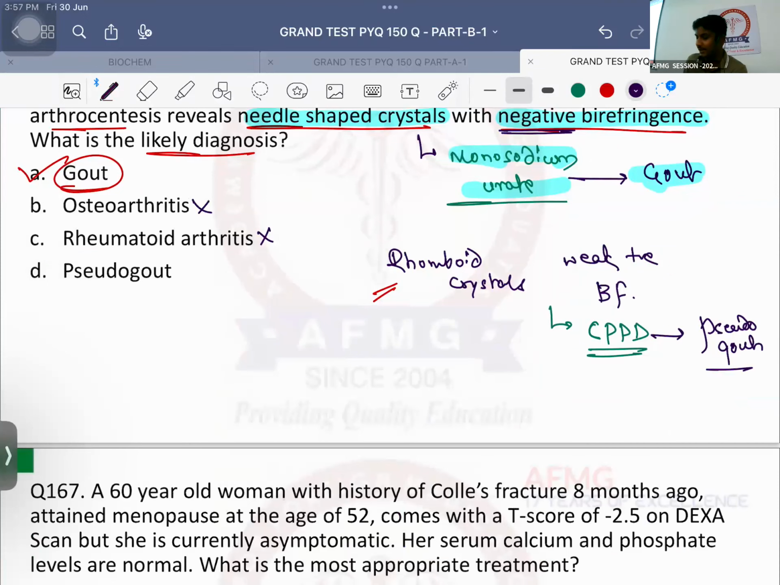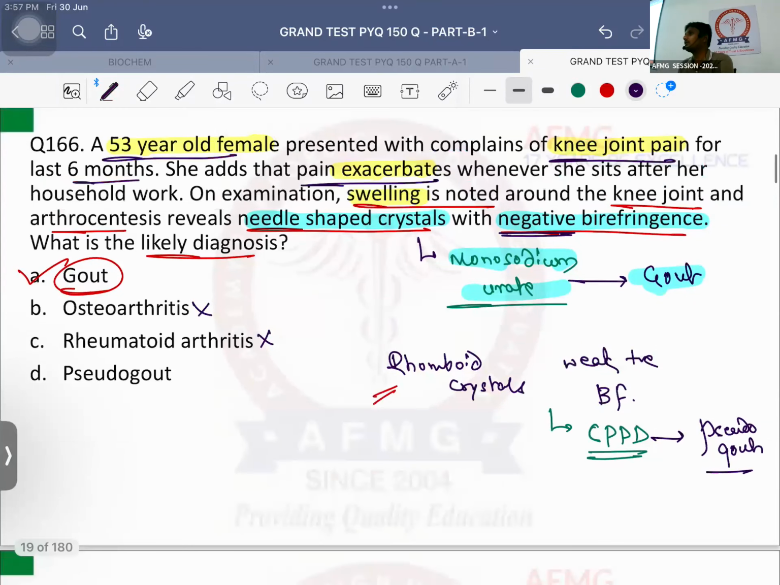Osteoarthritis is seen in elderly patients. The most common joint involved is the knee joint, but important is that in that patient, there will not be any kind of crystals deposited. Okay, there will not be any kind of crystals in osteoarthritis.